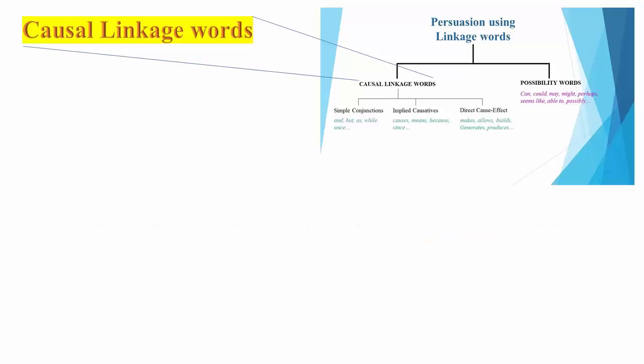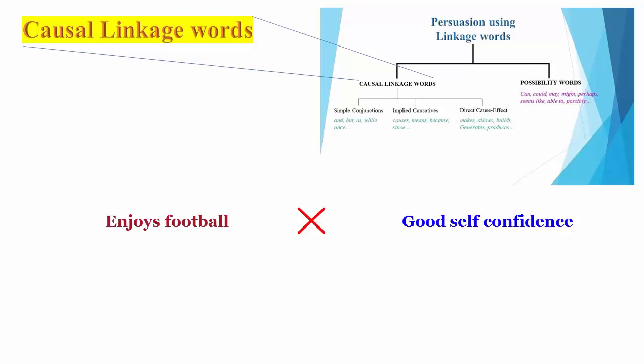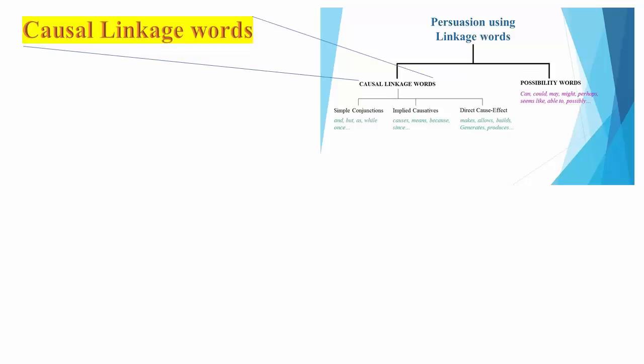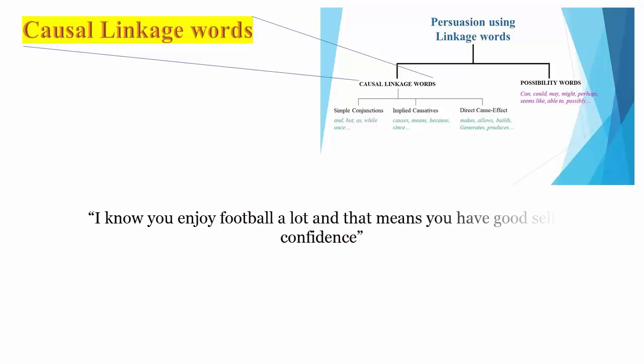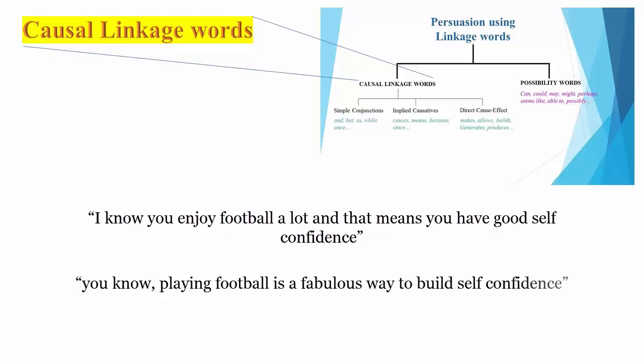So let's say you want to tell a person that he has good self confidence and you know that he enjoys playing football. Now, as you can see, these two arguments, A, enjoying football, and B, you have good self confidence, are completely unrelated. There is absolutely no connection between enjoying football and having self confidence. But if you join them together, something like, I know you enjoy football a lot, and that means you have good self confidence. Or, playing football is a fabulous way to build self confidence.